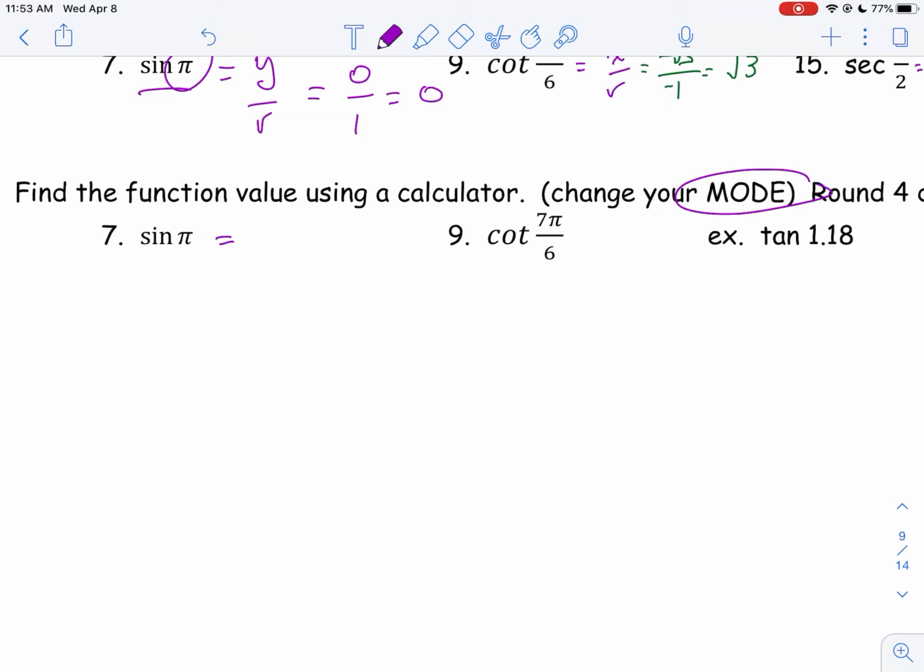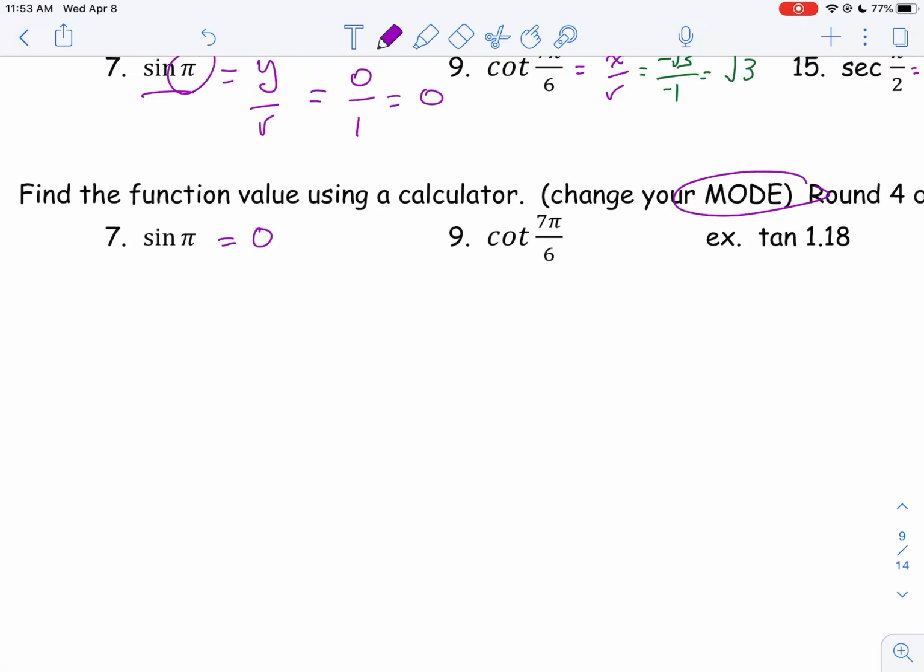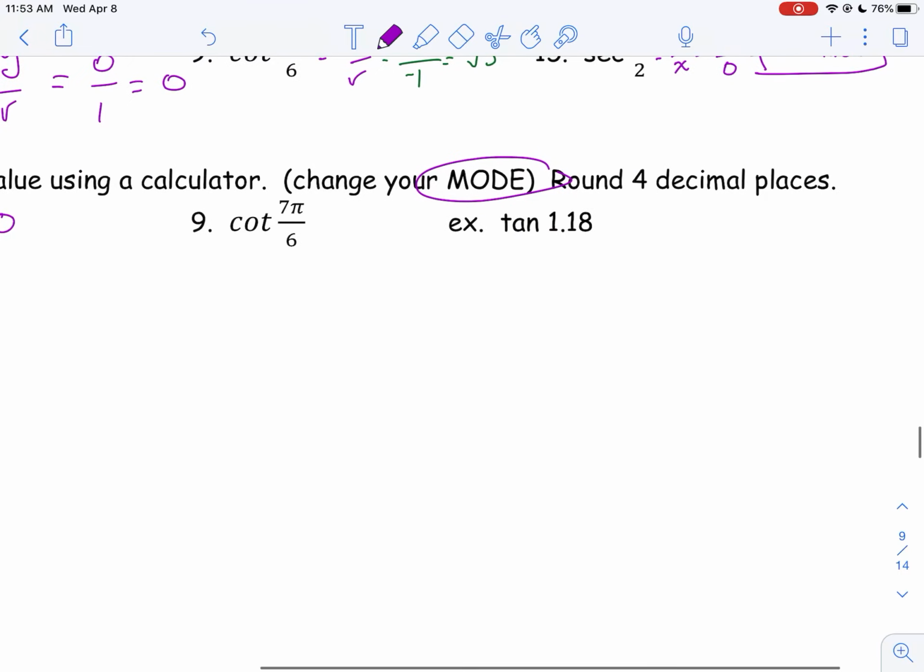And so you need to be familiar with the mode on your calculator and how to switch between radians and degrees. If you have a TI, the mode is by the second button, and you can just scroll down to where it says radian or degree, and then you can hit enter on whichever one you want to choose. So go ahead and choose radians. Here we have sine of pi. If you type that in, you get 0. And that is correct. If you think about y over r, your y value is going to be 0.